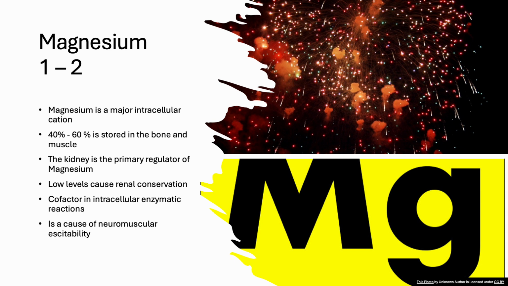Magnesium is a major intracellular cation. 40 to 60% is stored in the bone and muscle. The kidney is a primary regulator of magnesium. Low levels of magnesium are caused by renal conservation, a cofactor in intracellular enzymatic reactions, and it is a cause of neuromuscular excitability. So magnesium is a cause of neuromuscular excitability.